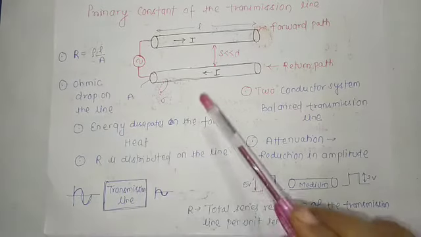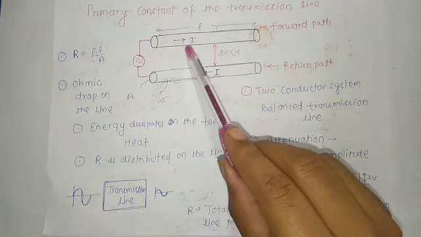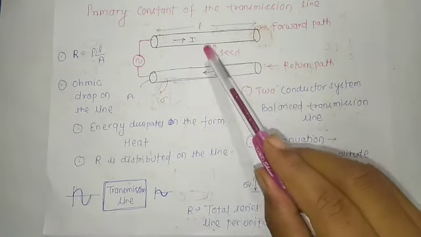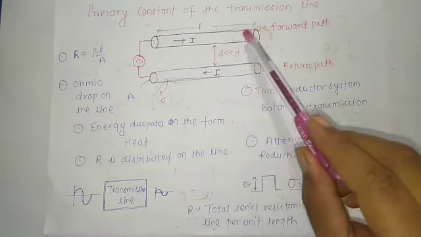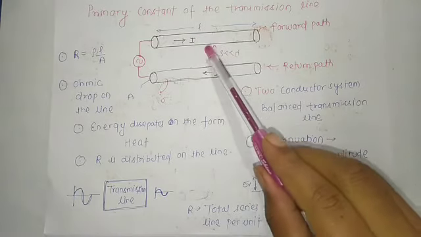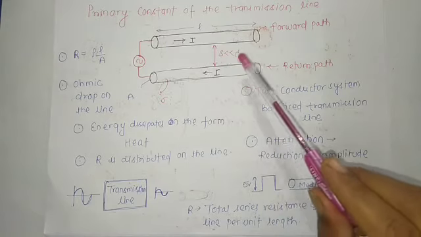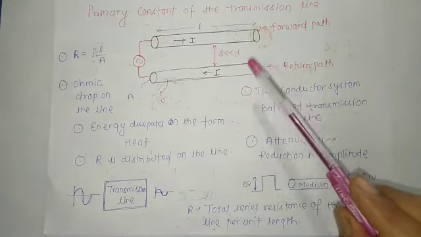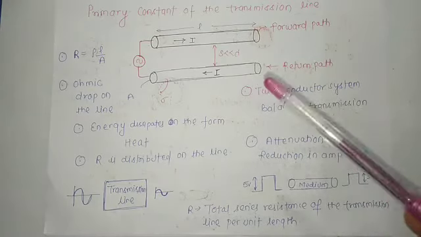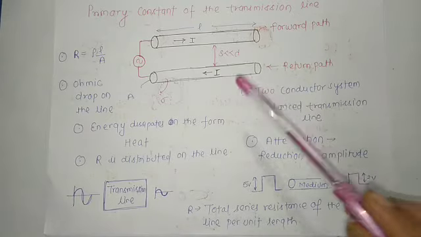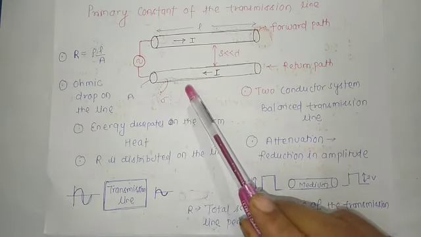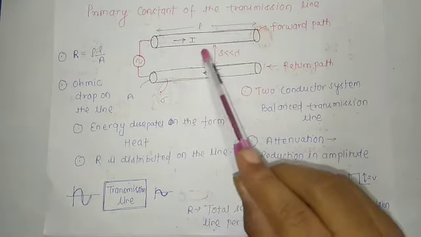Whenever current flows through the conductor, we say there is an ohmic drop. Ohmic drop indicates the existence of resistance. Whenever current passes through a resistance, we say there is I squared R loss, and this is nothing but power loss, meaning energy is dissipated in the form of heat. So the resistance is a lossy element, and lossy element means the strength of the signal will reduce.